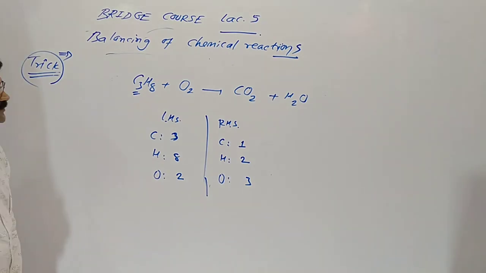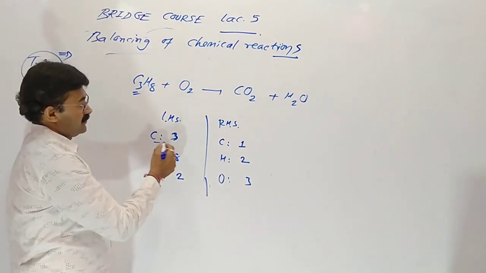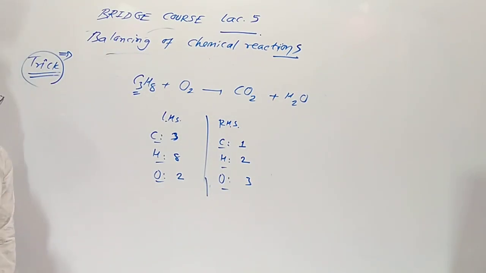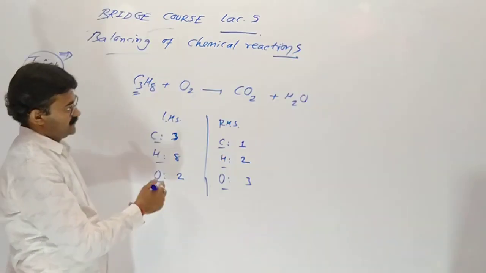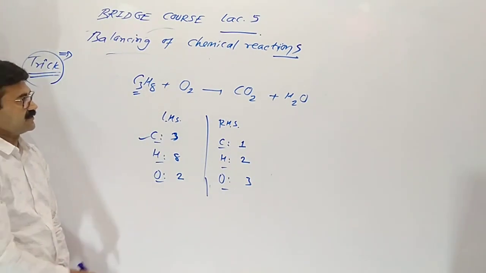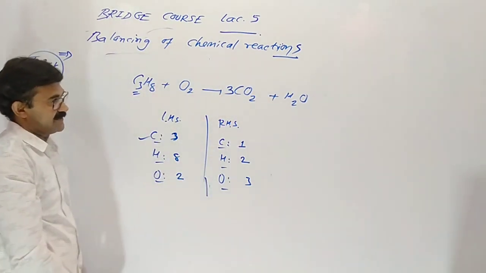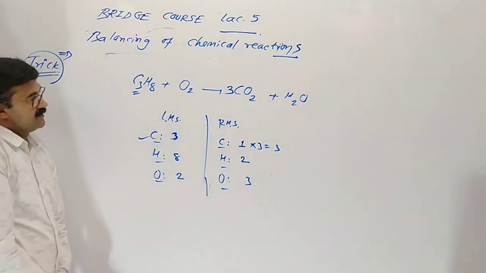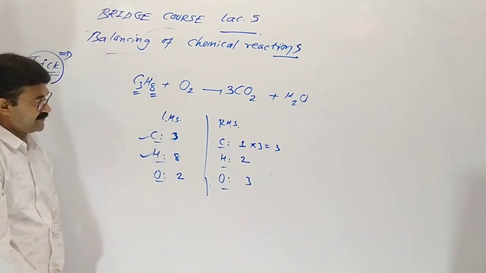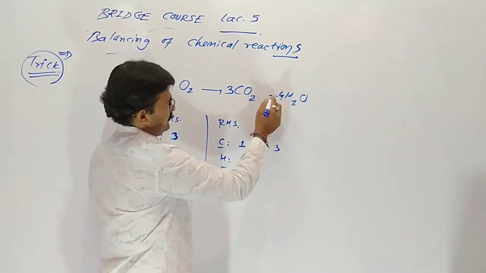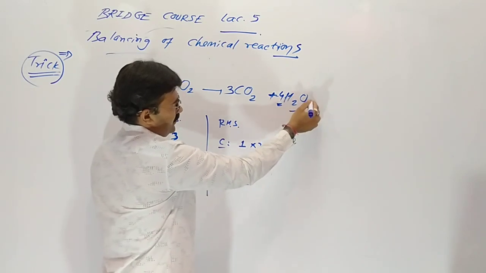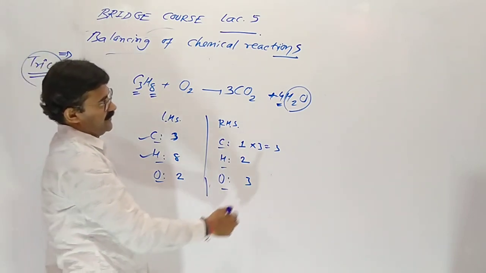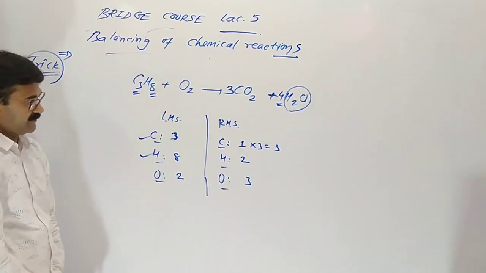Yes. We have to start with carbon. Why? All the elements have different numbers of atoms on both sides. So we are going to start with carbon. Carbon is 3, so multiply by 3. So 3 1s are 3. It is balanced. Now hydrogen is 8, with hydrogen 8, so 4. We have to put the 4 in front of the molecule. There should be 4. 4 2s are 8.